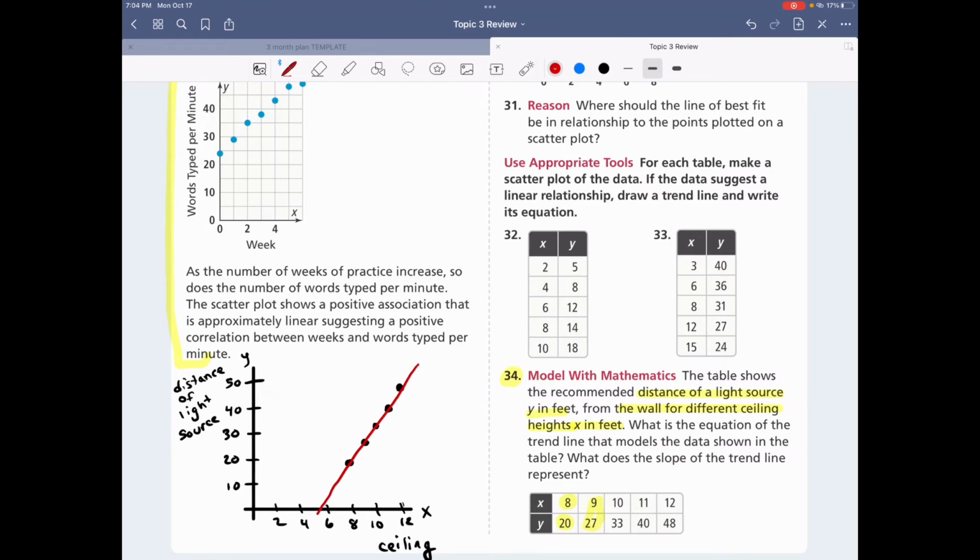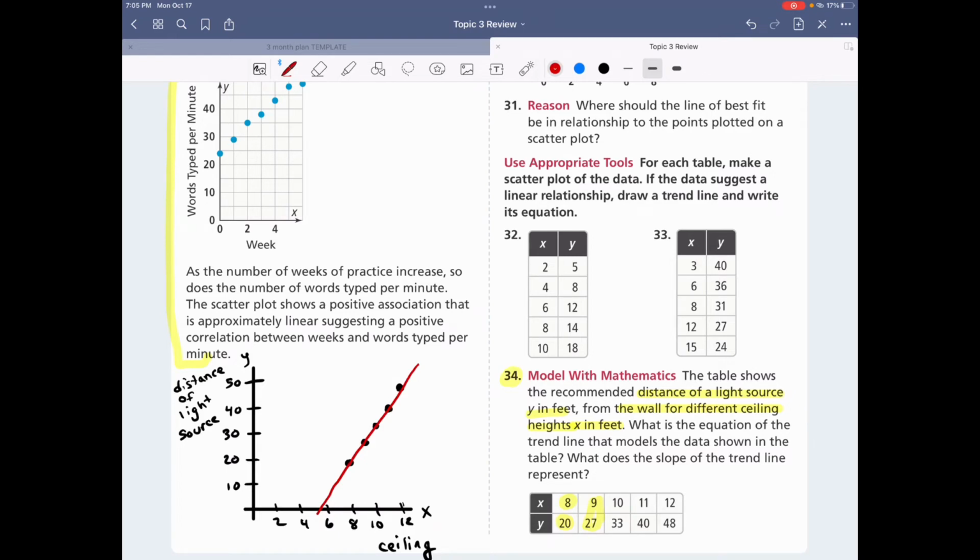It goes through most of the points. So what is an equation of a trend line? So I'm just kind of guessing a line that represents the data in the table. So the y-intercept is going to be a negative number, which is kind of weird, but we're going to go with it. What does the slope represent?